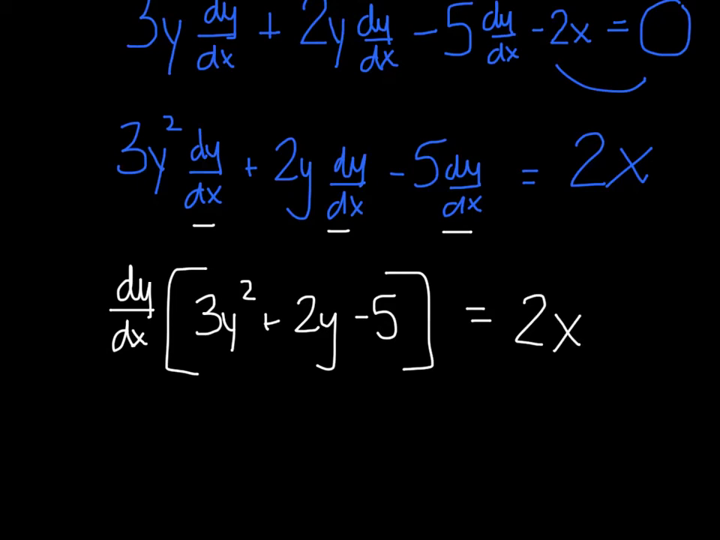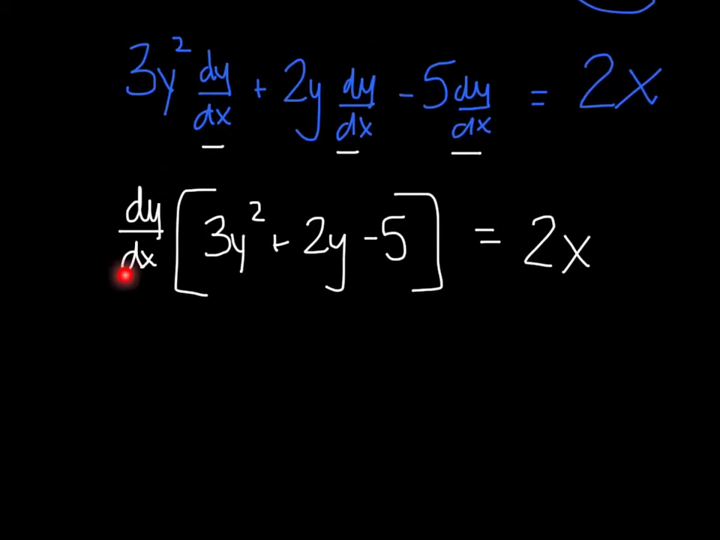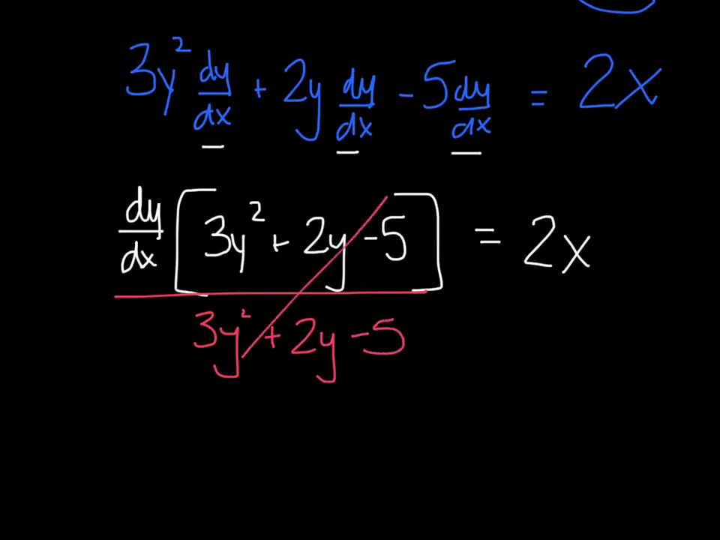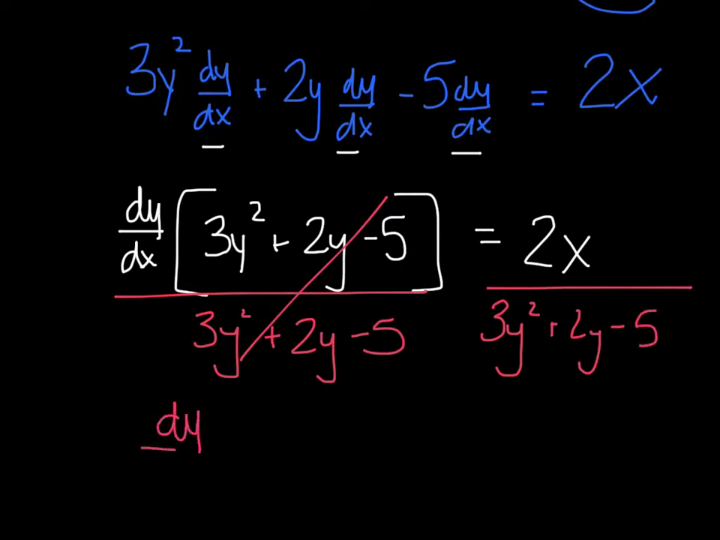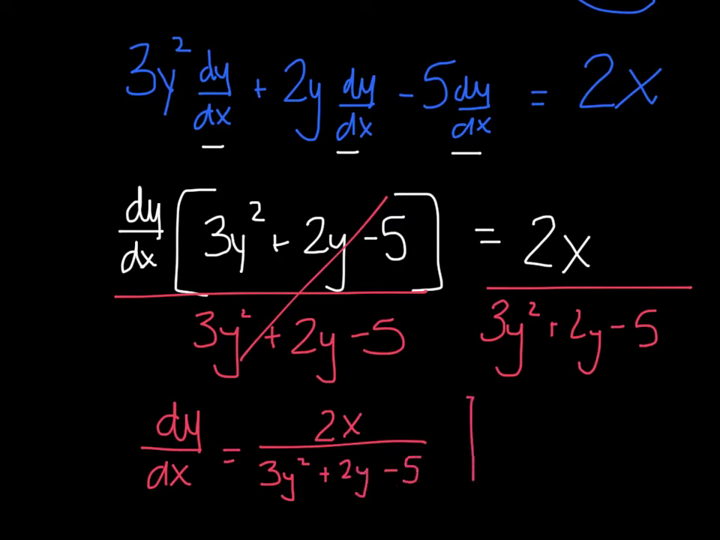Lastly, step 4, solve for dy dx. I basically just need to get this by itself. Well, again, if I read it, it says dy dx times this junk. So all I'm going to do is divide that junk by both sides. That will simply cancel on the left side, and I'll divide it on this side. So my final answer is dy dx equals 2x over 3y squared plus 2y minus 5. And I'm done. So 4 easy steps.